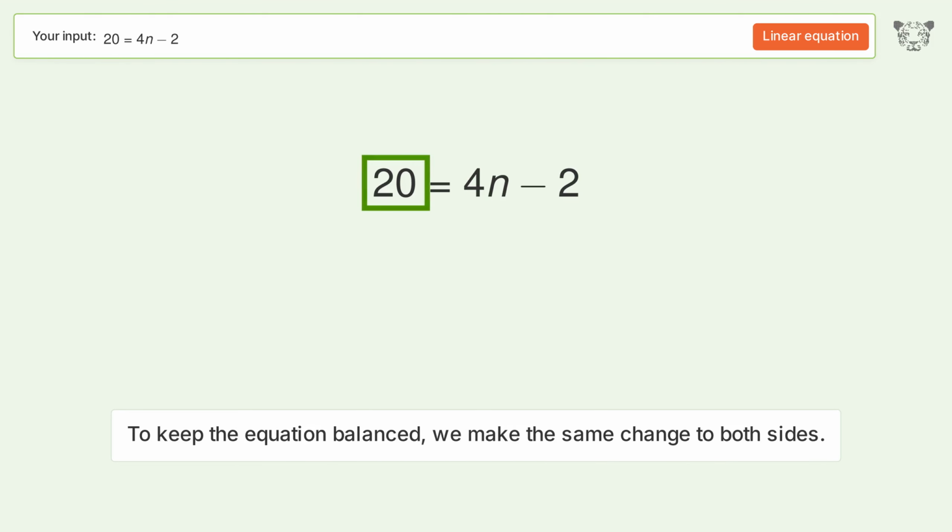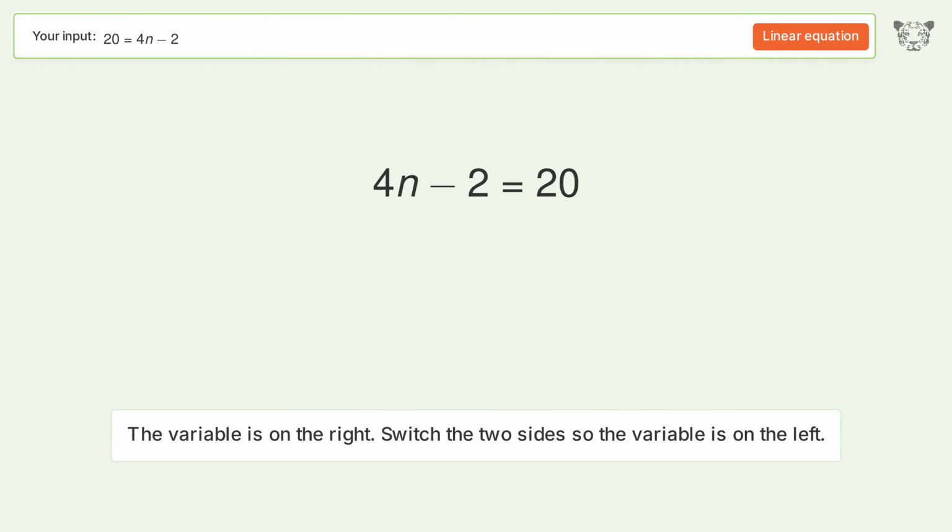To keep the equation balanced, we make the same change to both sides. The variable is on the right. Switch the two sides so the variable is on the left.